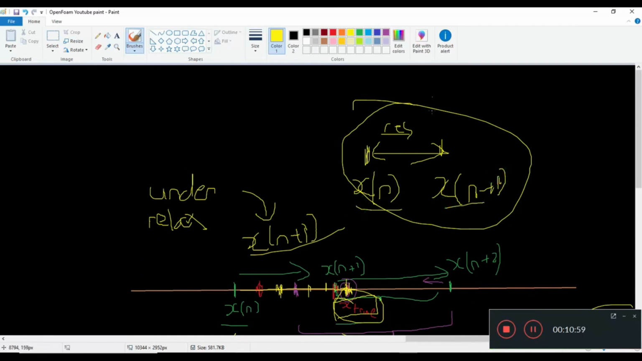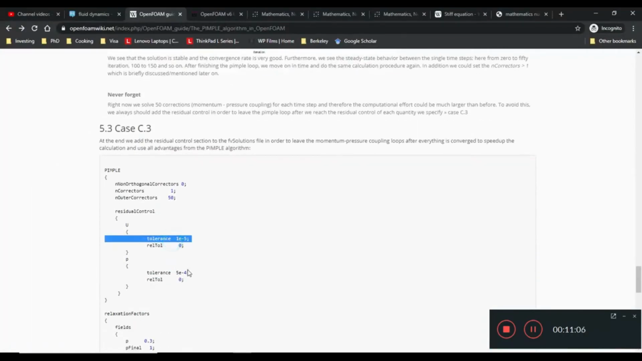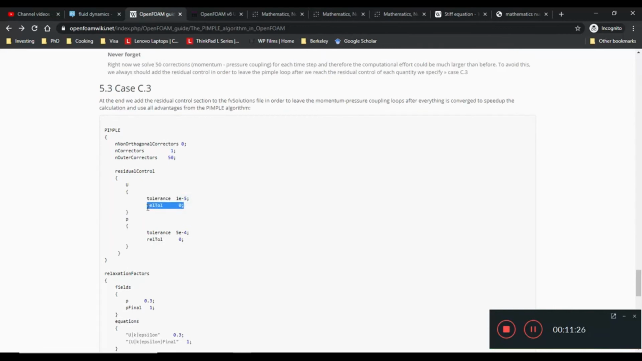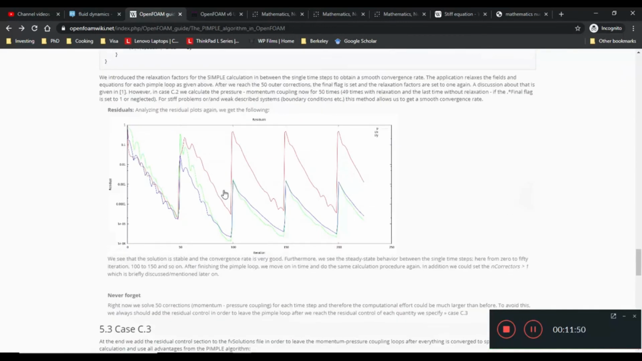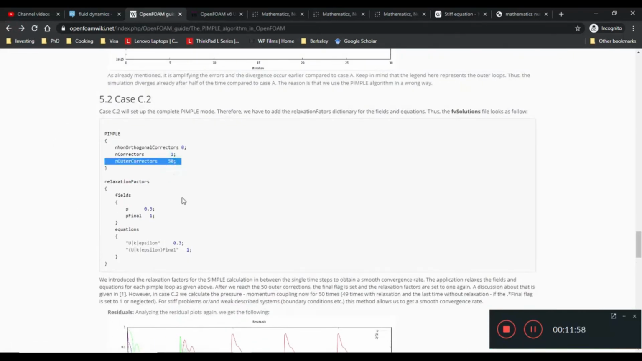So if that becomes very, very small, below a certain tolerance, then you can say, okay, pretty much we have arrived at the answer. So if the tolerance for u gets below 1 times 10 to the power minus 5, or the relative tolerance below 0, which doesn't actually happen, or the residuals of the pressure go below 5 times 10 to the power minus 4, and the residuals for u all go below 1 times 10 to the power minus 5, then okay, we stop the iterations. So for this case, we run a full 50 iterations according to these nOuterCorrectors. You can see the iterations at the bottom here.